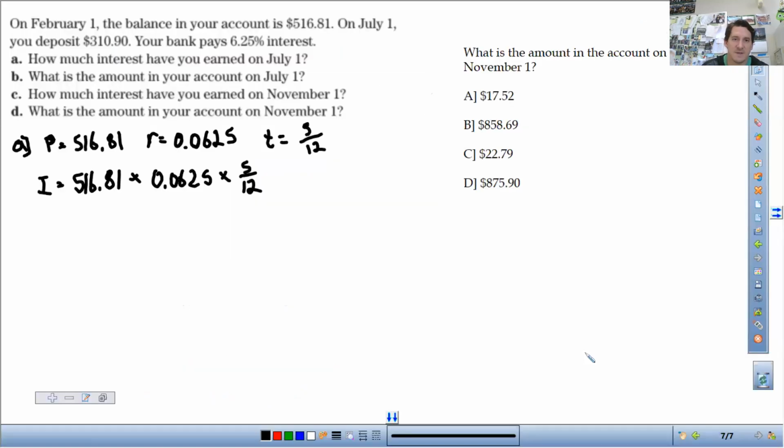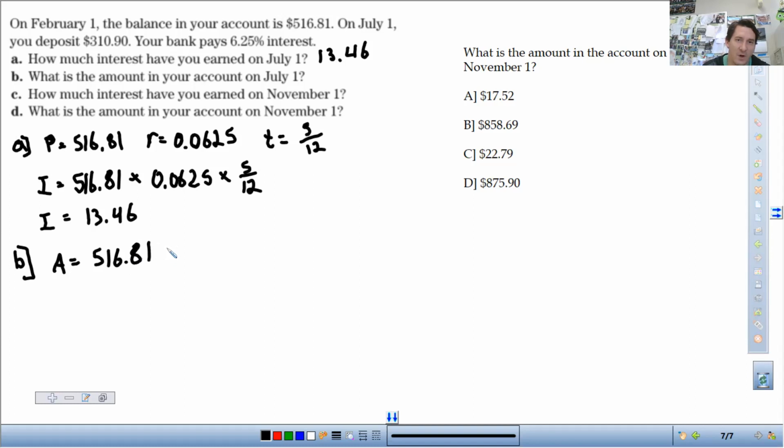So part A, the total interest earned in July is $13.46. So part B, what is the amount of the account on July 1st? Well, so the account, we need to take our principal, so $516.81. We earned the $13.46 of interest. We also deposited $310.90. So you need to add up all those values.